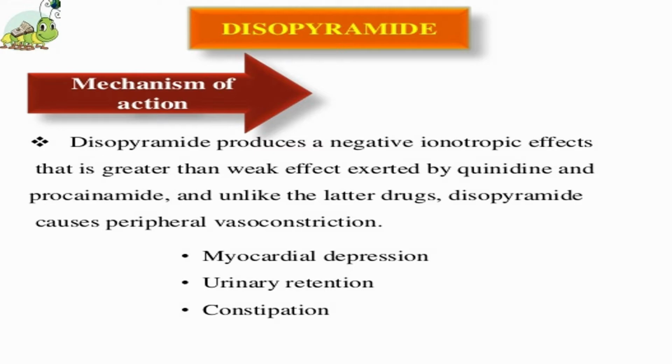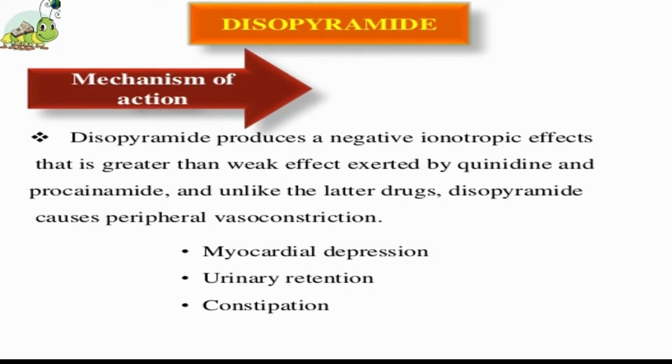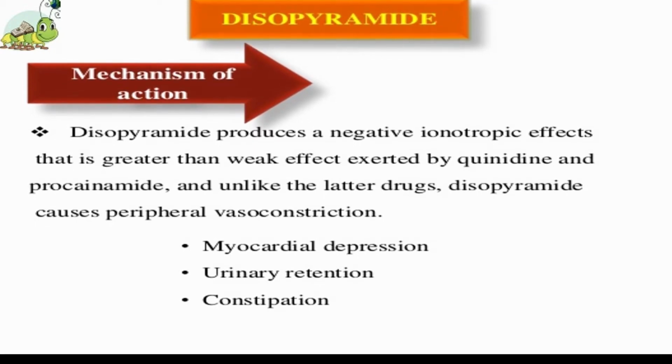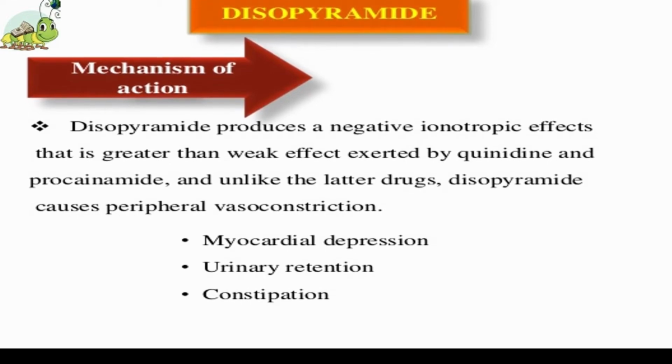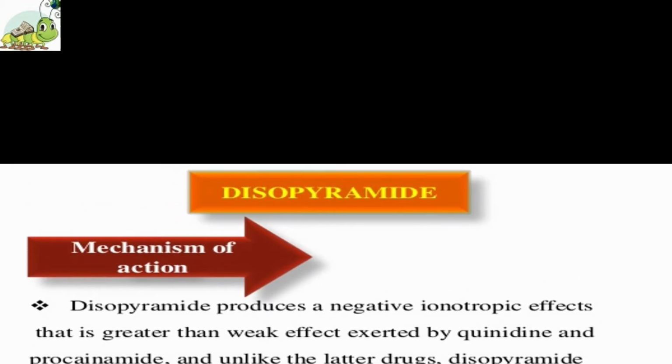The drug may produce a clinically important decrease in myocardial contractility in patients with pre-existing impairment of left ventricular function. Disopyramide is used in the treatment of ventricular arrhythmias as an alternative to procainamide or quinidine. Like procainamide and quinidine, it also has class 3 activity.